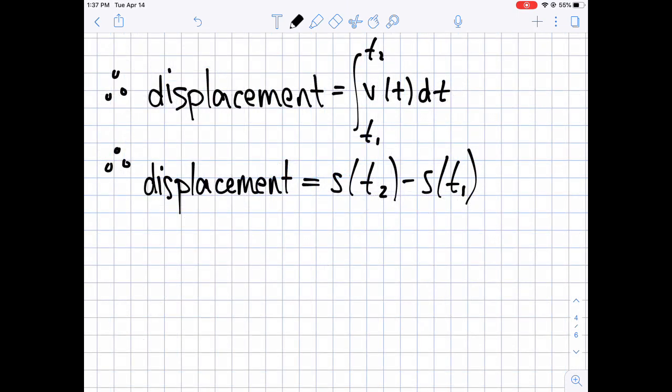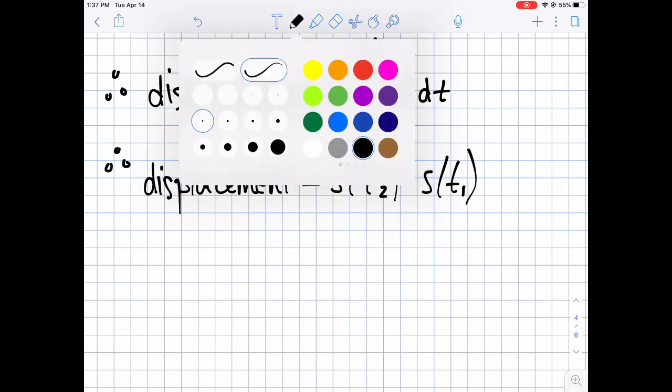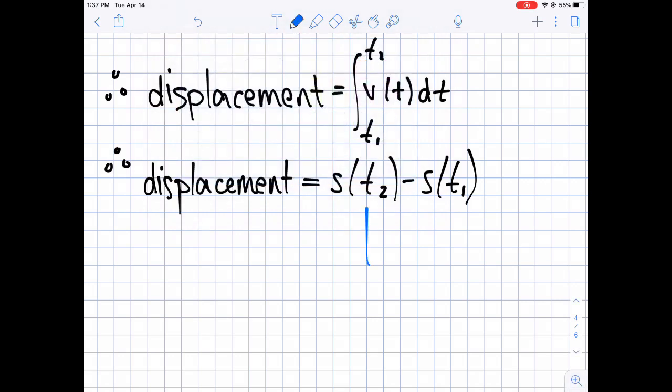So now we have 2 different ways to define our displacement. We can do so without using calculus: we can take the final position and subtract the initial position, and that's going to give us our displacement. And we could also use calculus. We could use a limit and essentially a Riemann sum to calculate displacement using a definite integral.